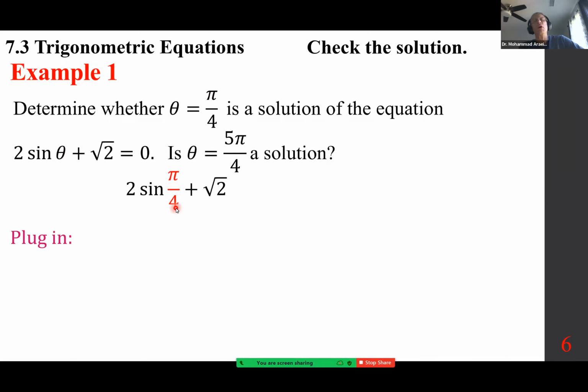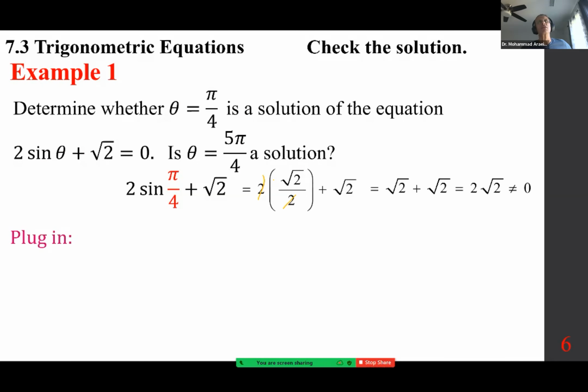Sine of pi over 4 is square root of 2 over 2. These cancel each other. It's 2. So we have square root of 2 plus square root of 2, which is 2 square root of 2, not equal to 0. Therefore, the answer is no. Pi over 4 is not a solution.